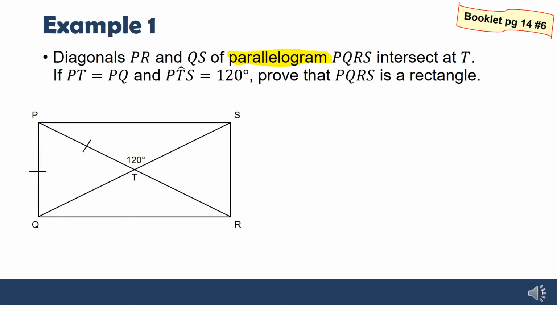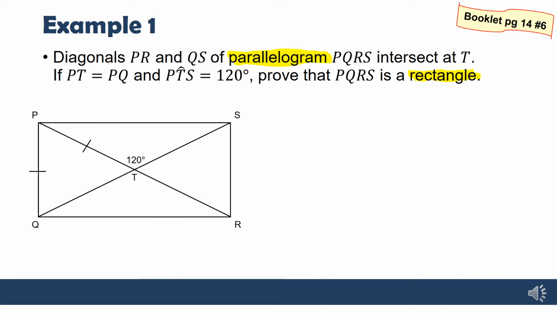They've given us some information about equal sides and an angle, and we want to prove that this is a rectangle. So I need to come up with a strategy before I start writing out my solution. Remember that if you're trying to prove a rectangle, you have two options. Either show that one interior angle is 90, or show that the diagonals are equal to each other.